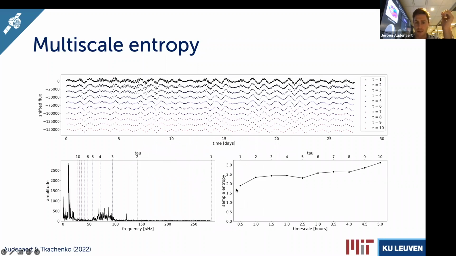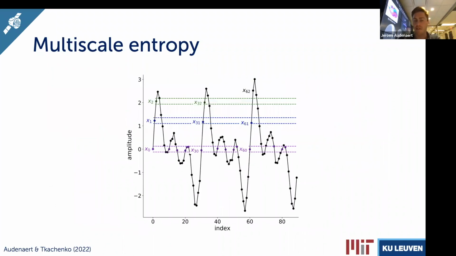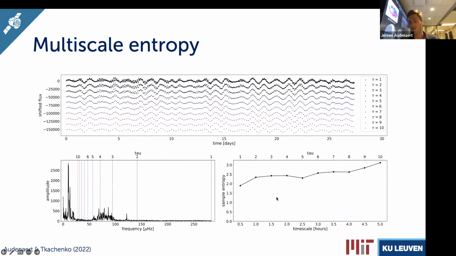So each data point here on the right bottom plot is something that is called the sample entropy, and that's just the metric that I explained earlier. Sorry, I might not have been very clear on that before, but this is just the sample entropy, and the multiscale entropy consists of 10 different sample entropy values. And more specifically, what we actually do is we calculate a sample entropy value for different versions of the light curve.